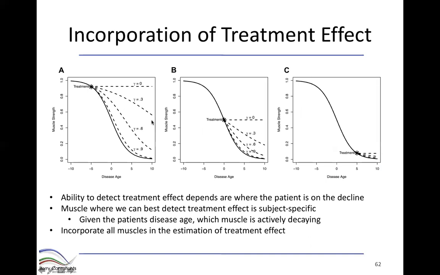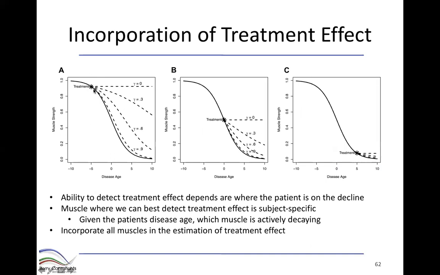And here's just some pictures of what those treatment effects would look like at different stages in the disease or different key muscle groups. So as with DIAN, if you treat somebody or if you're looking at a muscle that's almost completely declined, there's really no hope to discern a difference between treatment and control, even for a treatment that's a total cure at this point.